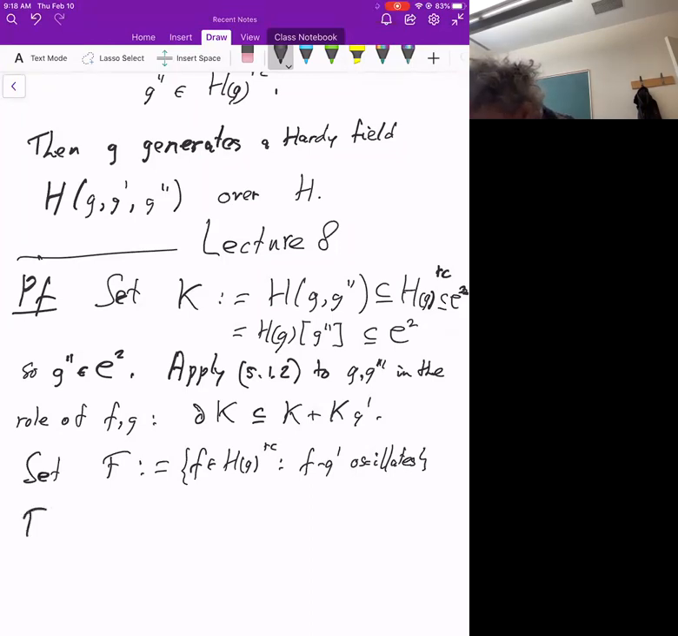Now, what does it mean for F to be empty? Well, that is equivalent to saying that G prime minus any element in this real closure does not oscillate, which means that G prime generates a Hardy field extension over K. G prime generates a Hausdorff field over the real closure.